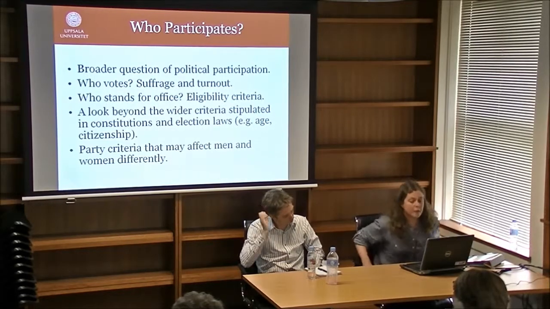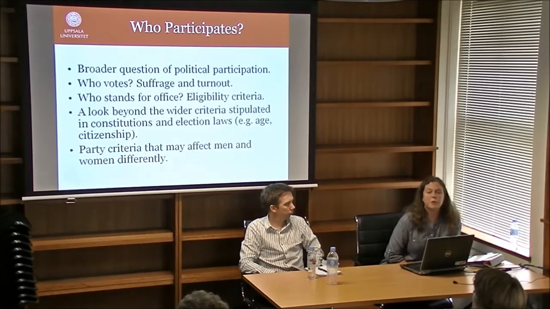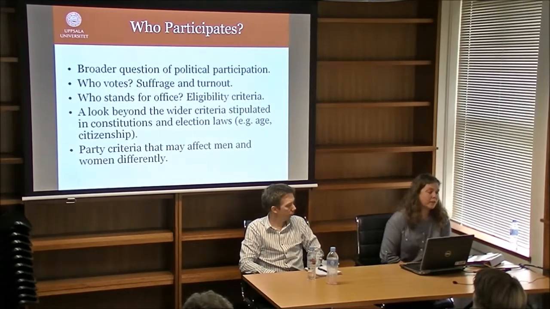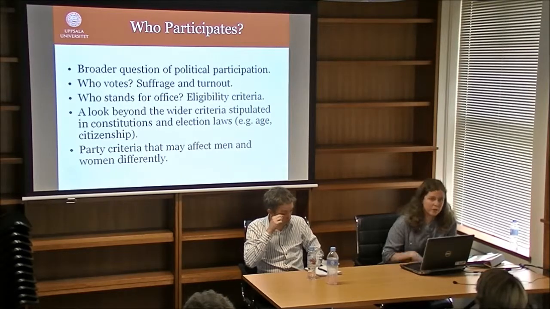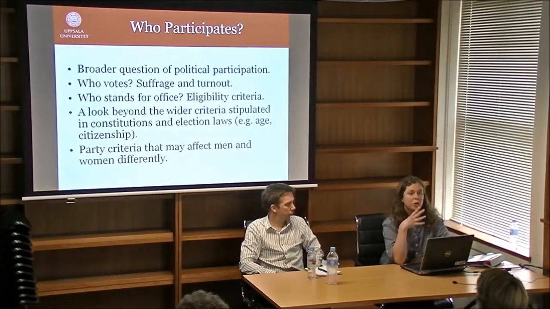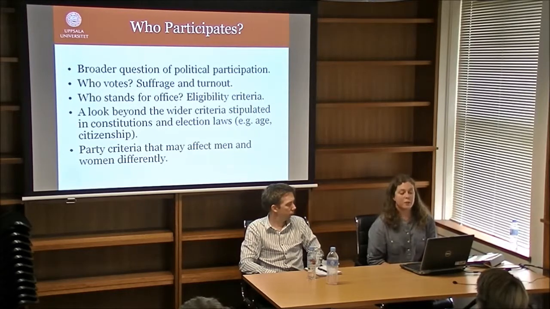This particular paper then, very, very broadly, I think, addresses the question of who participates in a political regime? And we know more, I think, and there's more research about the issues about who votes, who participates at that level, who has suffrage, which is pointed out, of course, in constitutions and election laws, but also research within the project as well, on turnout, not only the formal requirements for who's allowed to vote, but also who actually does turn out to vote and what affects that. What we're looking at here is then instead what affects who stands for office.